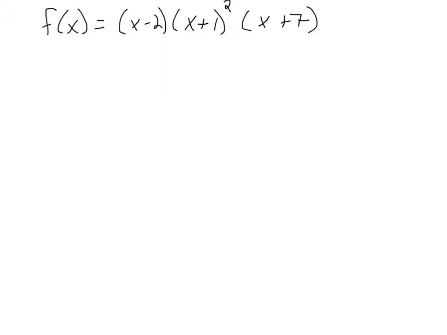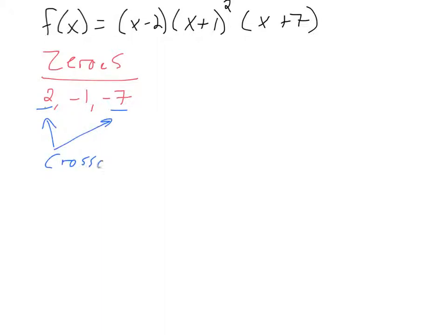All right, so let's start off by identifying the zeros. We can just look at the polynomial and pick them out there. What are my zeros going to be? 2, -1, -7, yep. And at 2 and 7, we know that it does what? Crosses, yeah. And at 1, it doesn't cross.